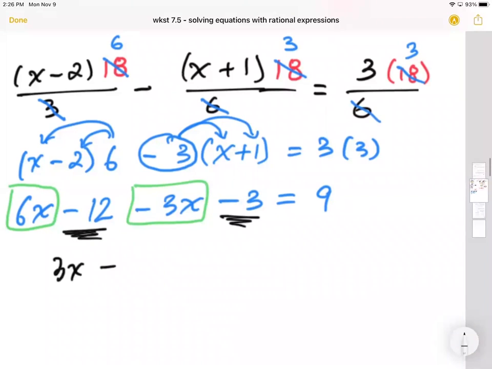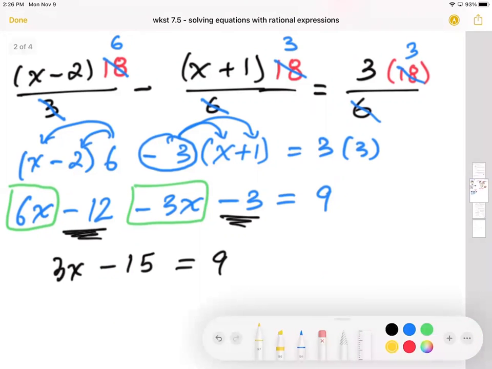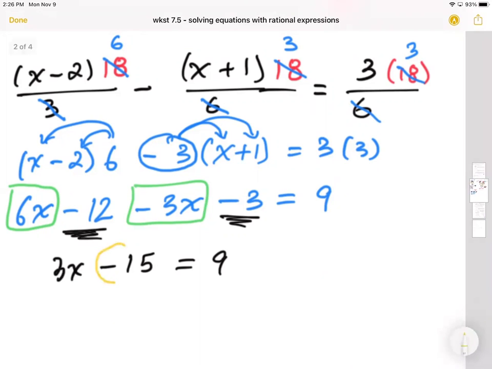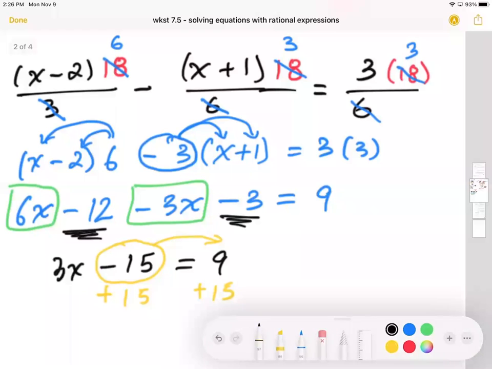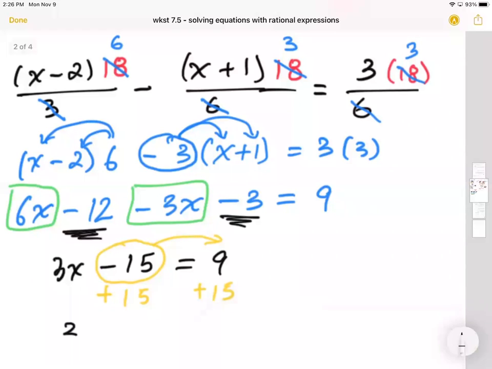They are on the same sign. I need to combine them and that gives me a -15 equal to 9. And now my x is only on one side. My x is on one side, so I need to get rid of this 15. And to get rid of this 15, I need to add 15. And if I add 15, my new problem, or my leftover problem, is 3x equal to 24.